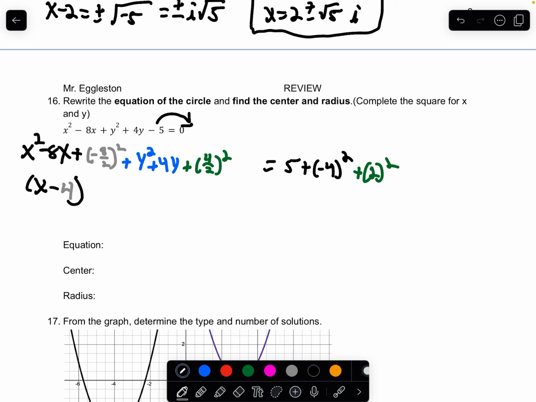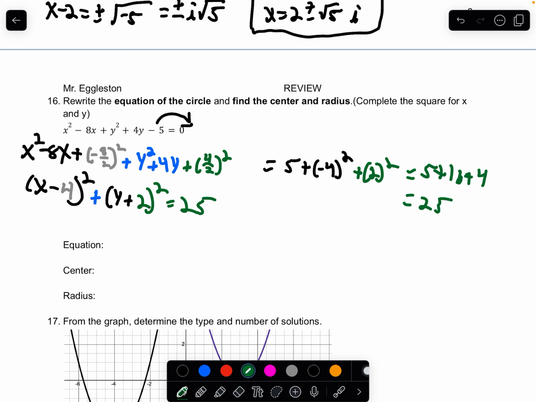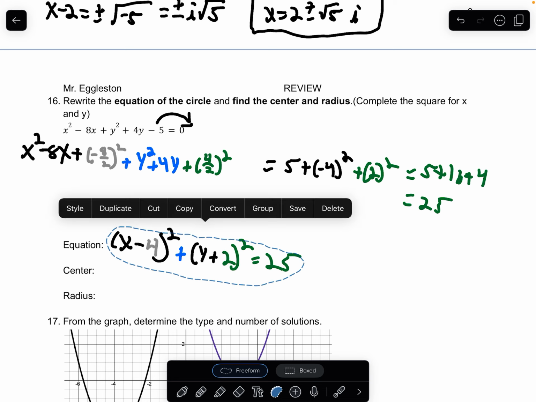It becomes this. And then 4 divided by 2 is 2. And you have y plus 2 squared. And that equals whatever 5 plus 16 plus 4 is, which is 25. So that's the equation. And you can go ahead and put it right there.